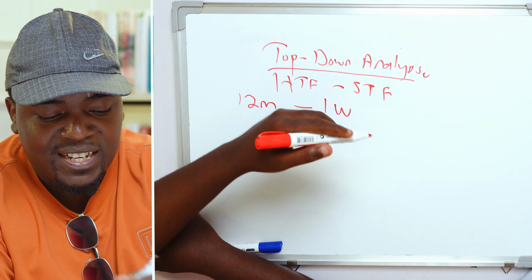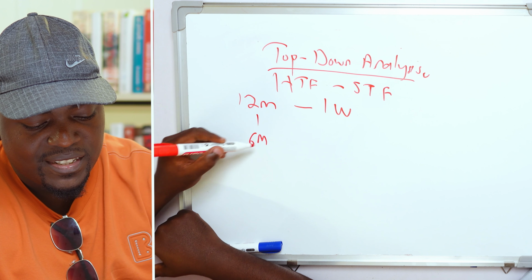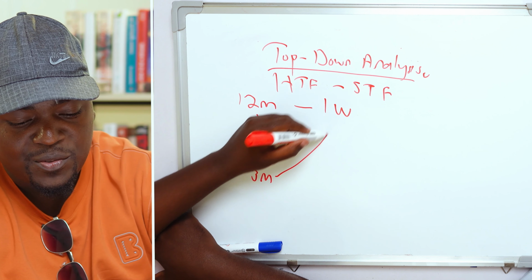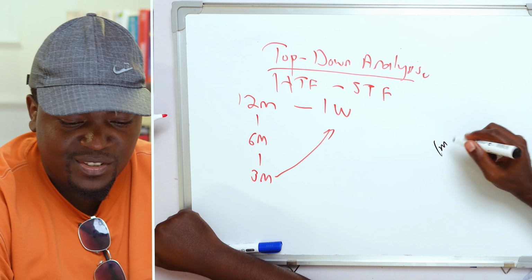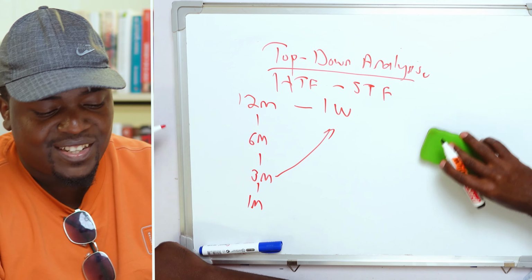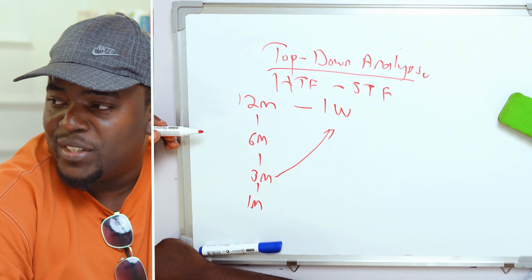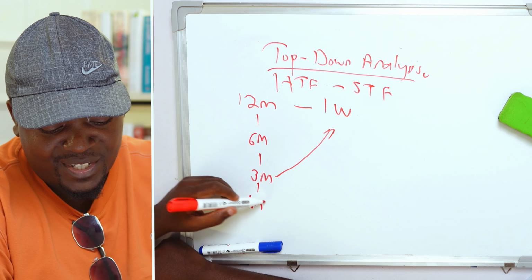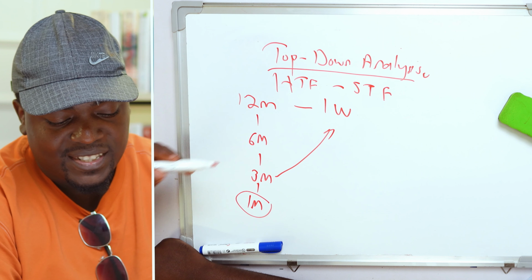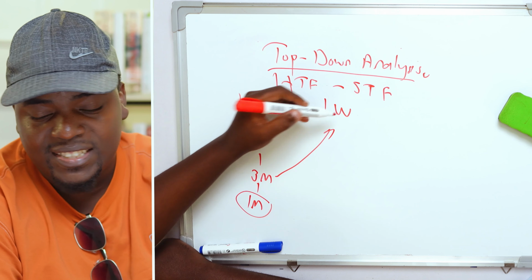Basically, my higher time frames are 12 months, 6 months, 3 months, and 1 week. Okay, you don't use the monthly? No. Sorry, it has also to be here. So basically, I start from the 12 months, 6 months, 3 months, 1 month, and weekly. Some mistakes traders do, they start from the 1 month. But I always start from the 12 months, 6 months, 3 months, 1 month, then lastly, weekly.